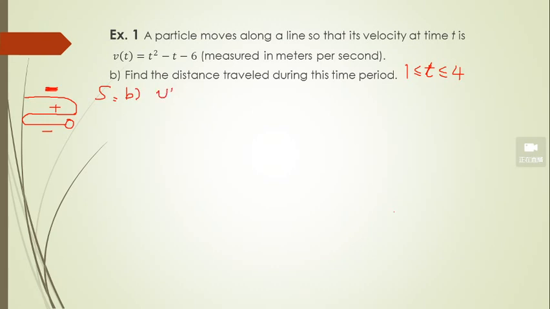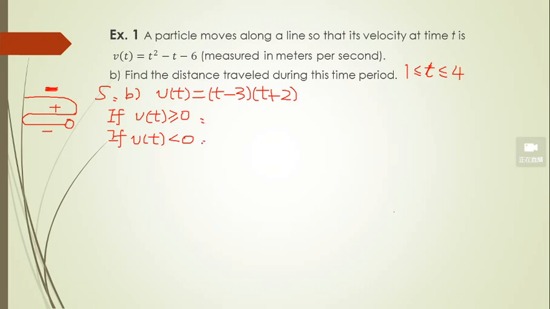Now my velocity is a quadratic equation, and it will be easy to factorize in this way: t minus 3 times t plus 2. So now let's check in which case we solve for t, if the velocity is non-negative and if the velocity is negative.